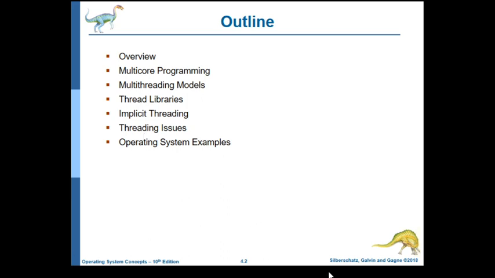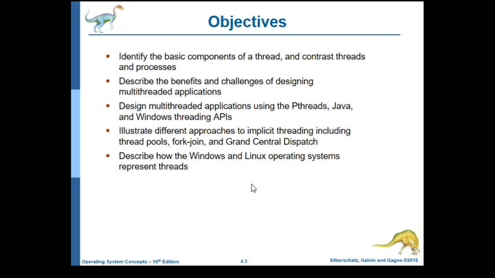Right, we look at the objectives. At the end of the chapter, students should be able to do the following. The first objective: identify the basic components of threads and contrast threads and processes. This is related to topic 4.1. The second objective: describe the benefits and challenges of designing multi-threaded applications. The benefit is related to topic 4.1, while the challenge is related to topic 4.2.